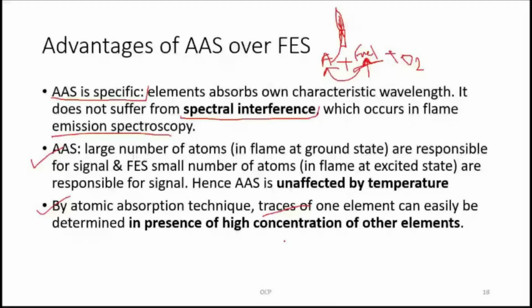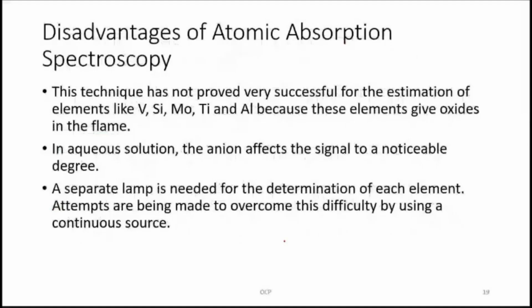There are disadvantages to atomic absorption spectroscopy also. This technique has not proved very successful in the estimation of elements like vanadium, silicon, molybdenum, titanium, aluminium, because these elements give oxides in the flame. In aqueous solution, the anion affects the signal to a noticeable degree. So there is formation of ions. A separate lamp is needed for determination of each element, so it is kind of a disadvantage. Attempts are being made to overcome this difficulty by using a continuous source coupled with a monochromator, but it is very difficult to get a monochromator which produces consistently a single wavelength and not a small band of wavelengths.